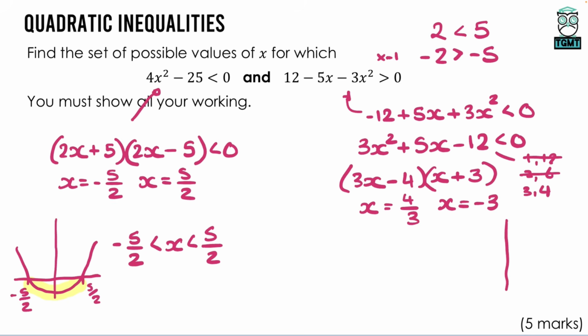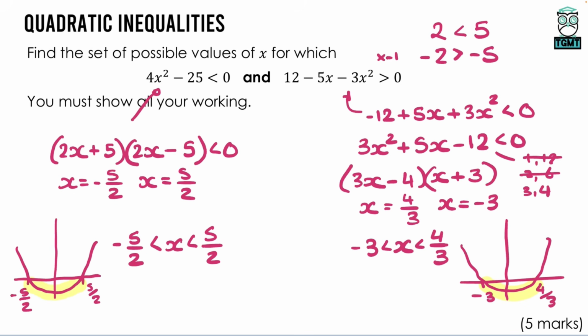And again, if we were to draw a graph, and again this isn't to scale, we would have negative 3 and 4/3. And again, we are looking underneath the curve, so our inequality here is between those 2 points. So minus 3 and 4/3. So we have both of our inequalities.